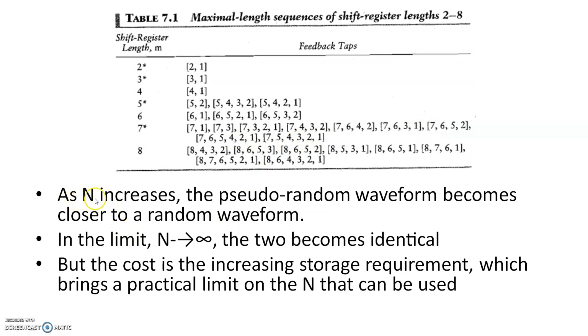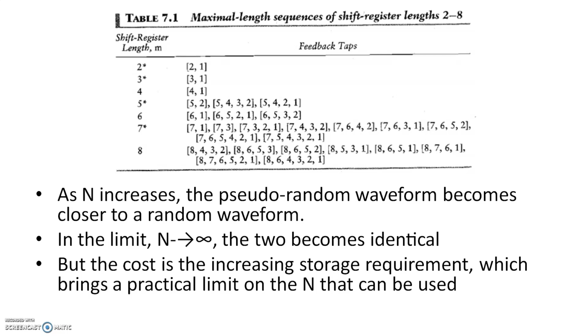So you find that as n increases, that is n equal to 2 raised to m minus 1 increases, the pseudo random waveform becomes closer to a random waveform. When n is large, the repetition time is long, it will repeat after a long time. So it will be somewhat closer to random waveform. In the limit n tends to infinity, the two become identical. If 2 raised to m minus 1 is infinity, then the pseudo noise sequence will be the same as the random noise, because it will repeat only after n equal to infinity. It will never repeat. That is the meaning.